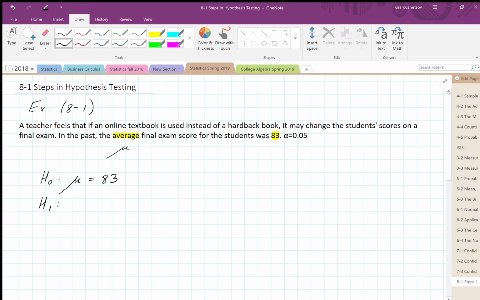Now, the alternative hypothesis has to do with the opposite of this. We need to read very closely to figure out whether we're trying to prove that the online textbook increases the students' scores, decreases the students' scores, or in this case, changes them. The word change means that I have no idea whether the scores will increase or decrease. So in this case, the symbol that I have to use for my alternative hypothesis is not equal to.